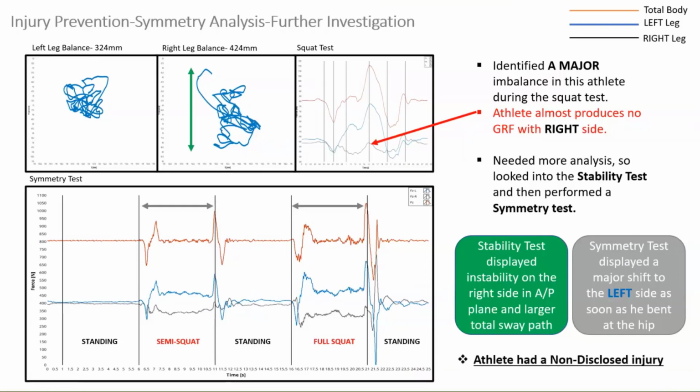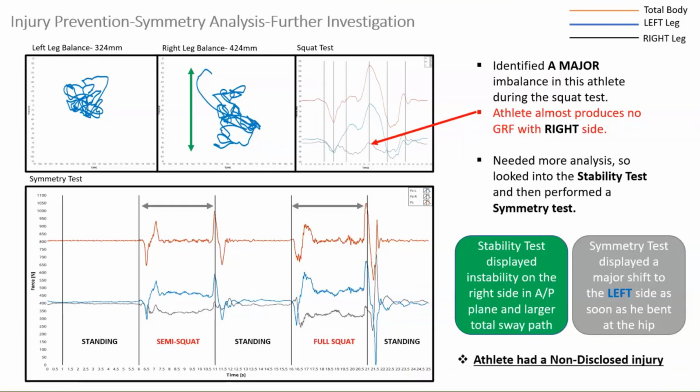The strength coaches and trainers did their jobs and did a great job, and this athlete turned out to perform really well for that particular team. So that's kind of my ally approach to this type of consulting.